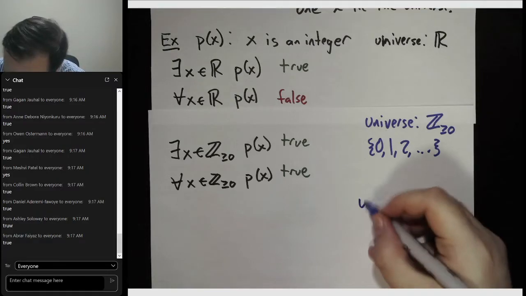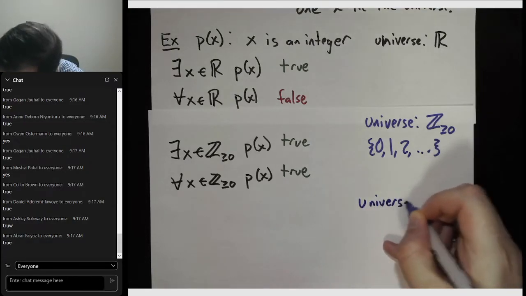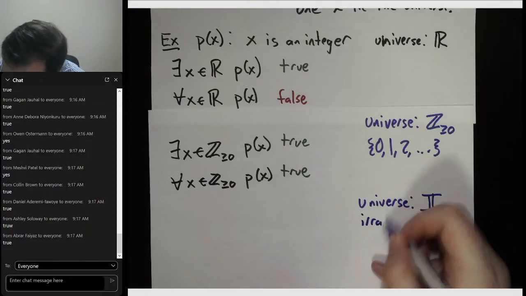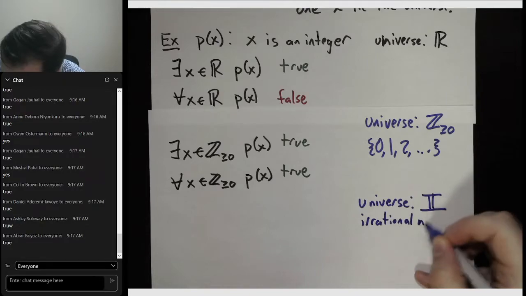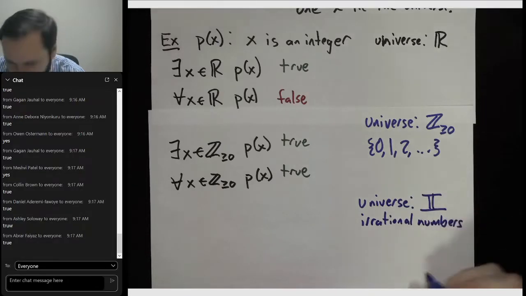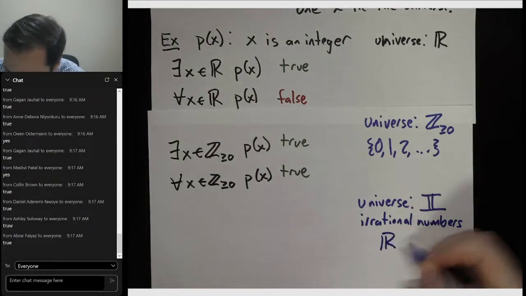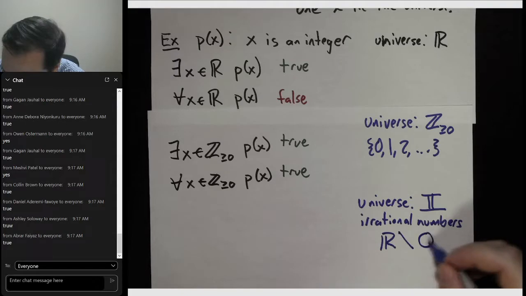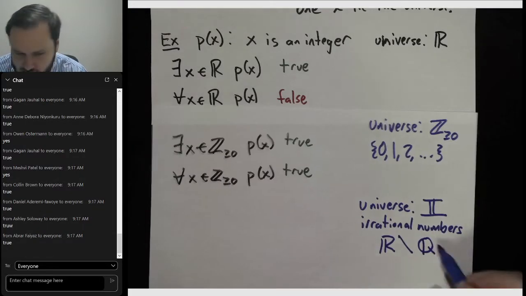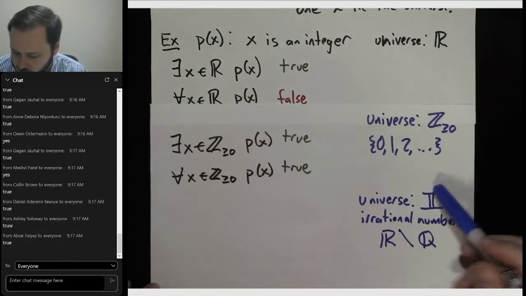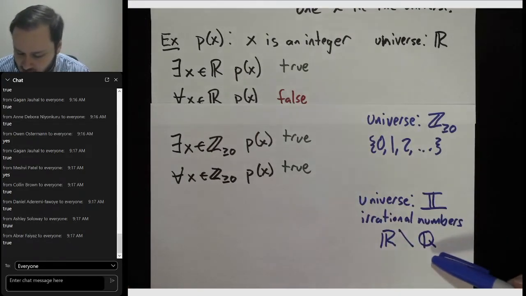if I made my universe the irrational numbers, these are the numbers that are real numbers, but we can't write them as fractions. So Q is the rational numbers, those are numbers you can write as fractions. The real numbers are all of the decimals that we can write down. The irrational numbers are numbers we can't write as fractions, things like pi.